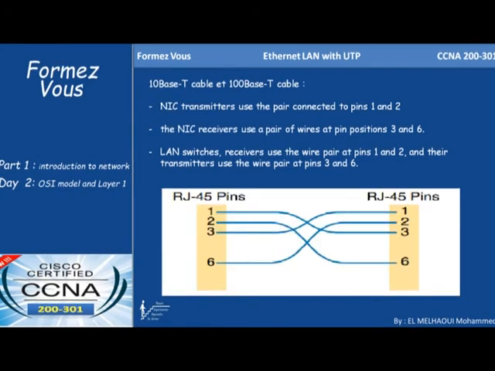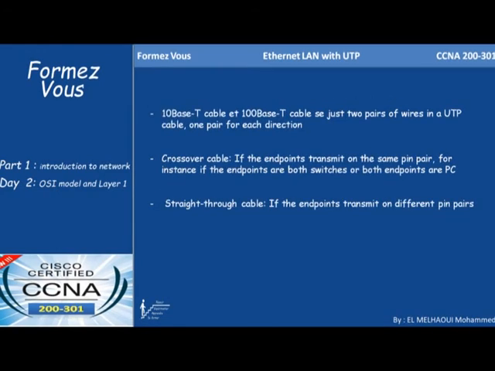The crossover cable crosses the pair at the transmit pins on each device to the receive pins on the opposite device. This concept is much clearer with this figure, which shows what happens on a link between two switches. The two switches both transmit on the pair at pins 3 and 6, and they both receive on a pair at pins 1 and 2. So, the cable must connect a pair at pins 3 and 6 on each side to pins 1 and 2 on the other side. Okay.